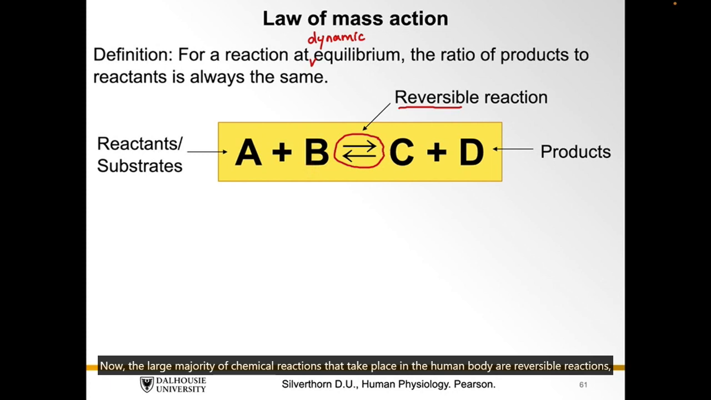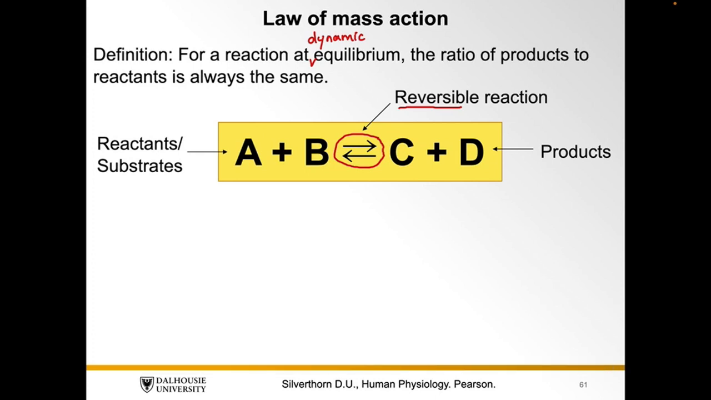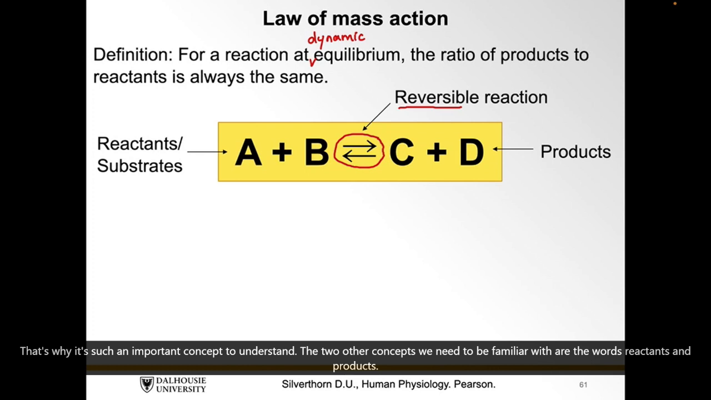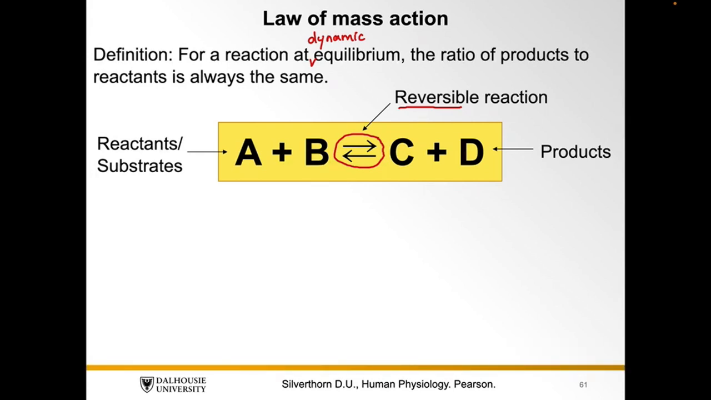Now, the large majority of chemical reactions that take place in the human body are reversible reactions, which means that the large majority of chemical reactions in the human body do obey the law of mass action. That's why it's such an important concept to understand. The two other concepts we need to be familiar with are the words reactants and products. So let's start with reactants.